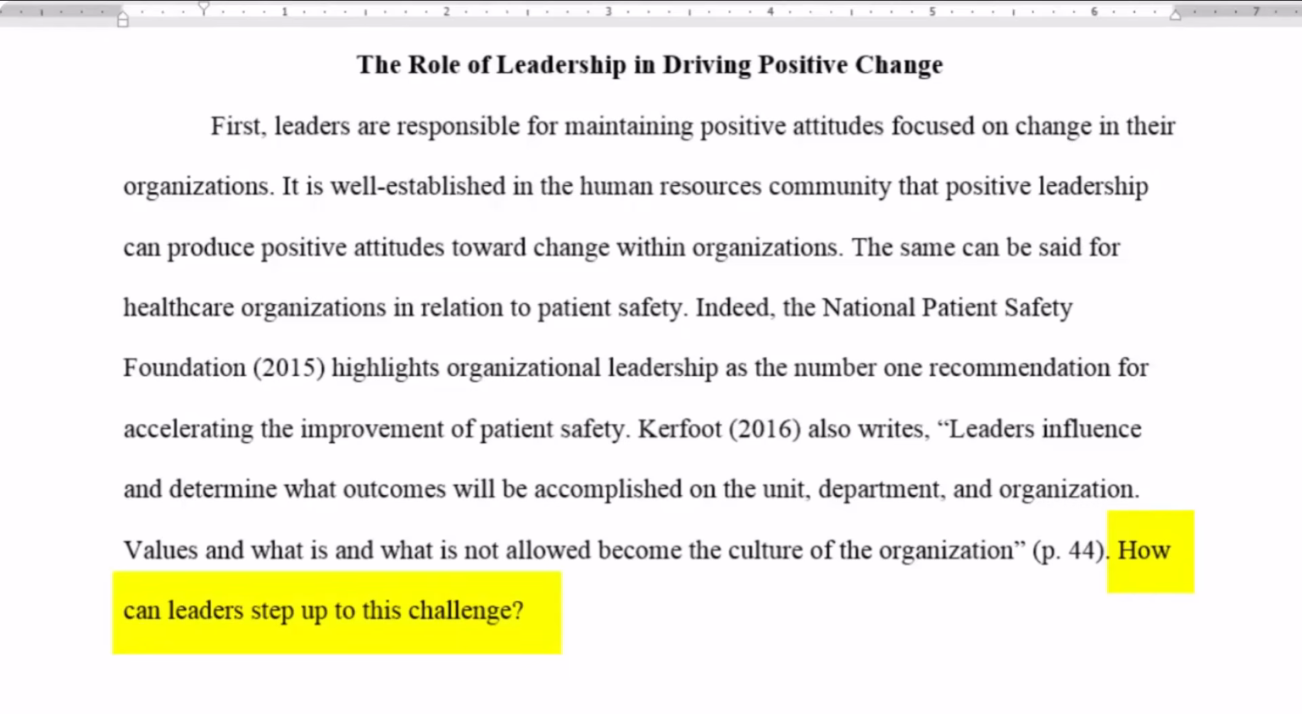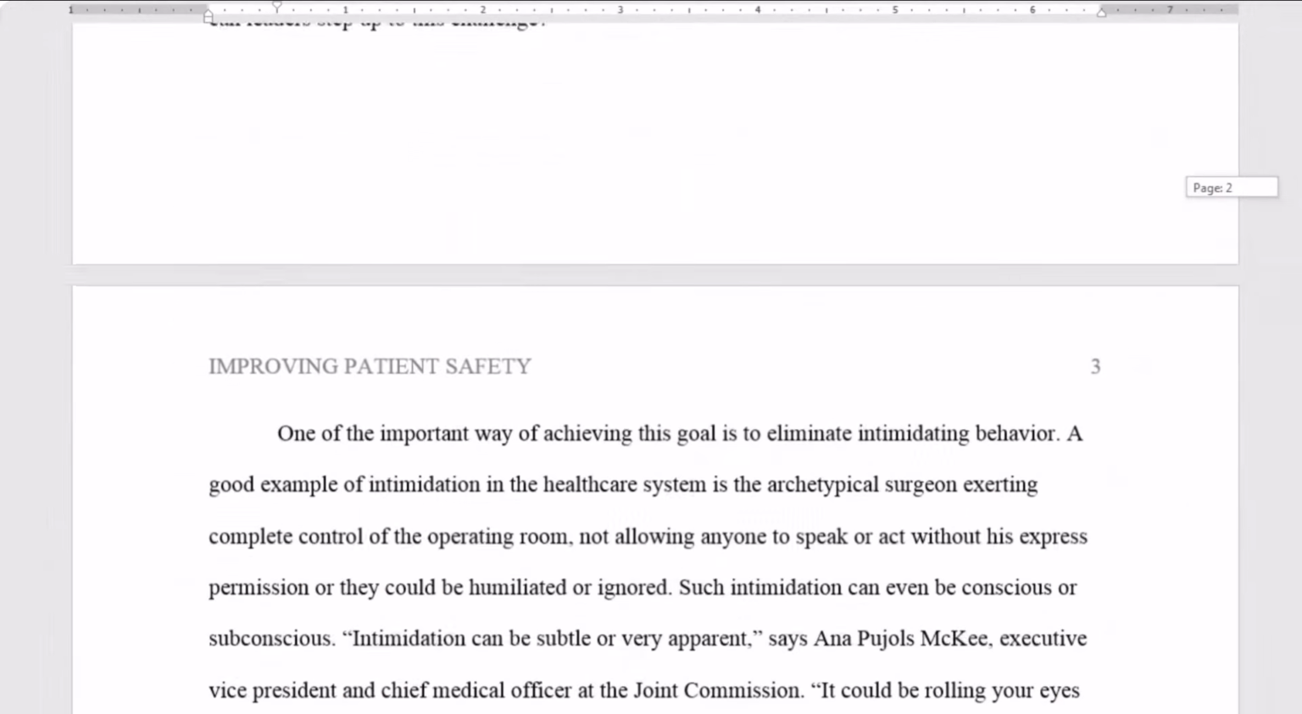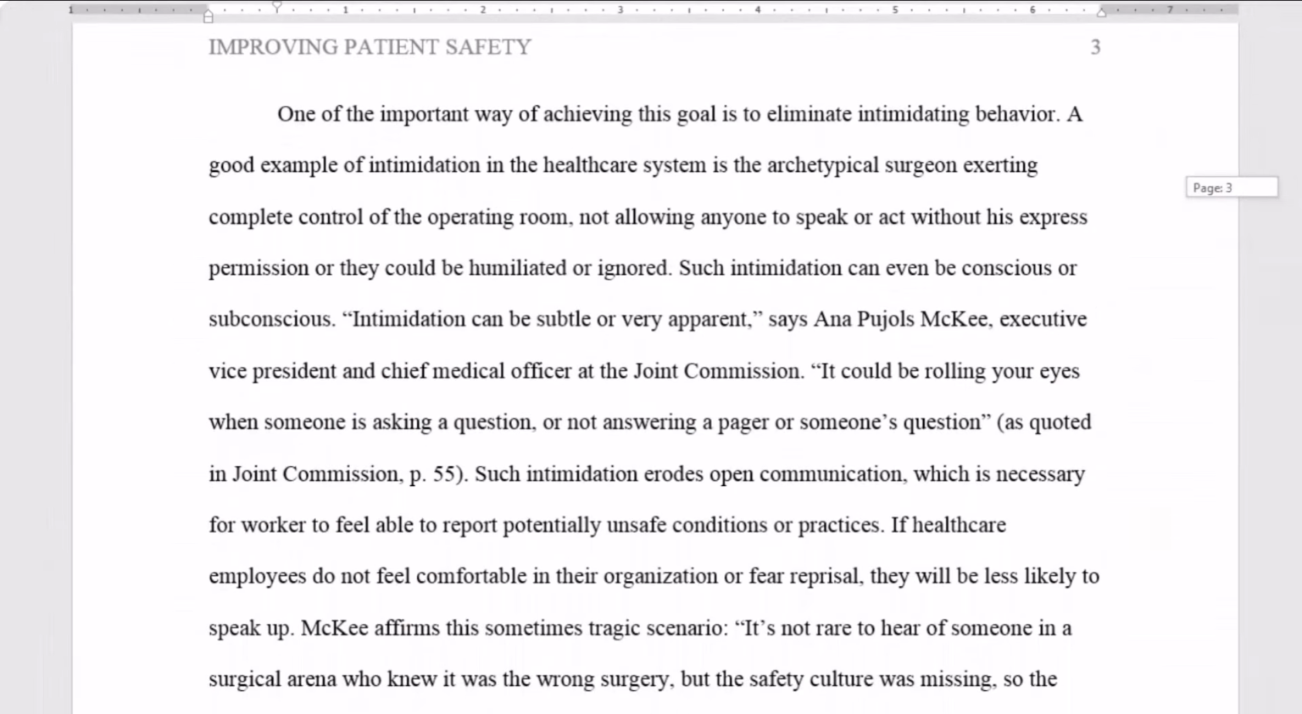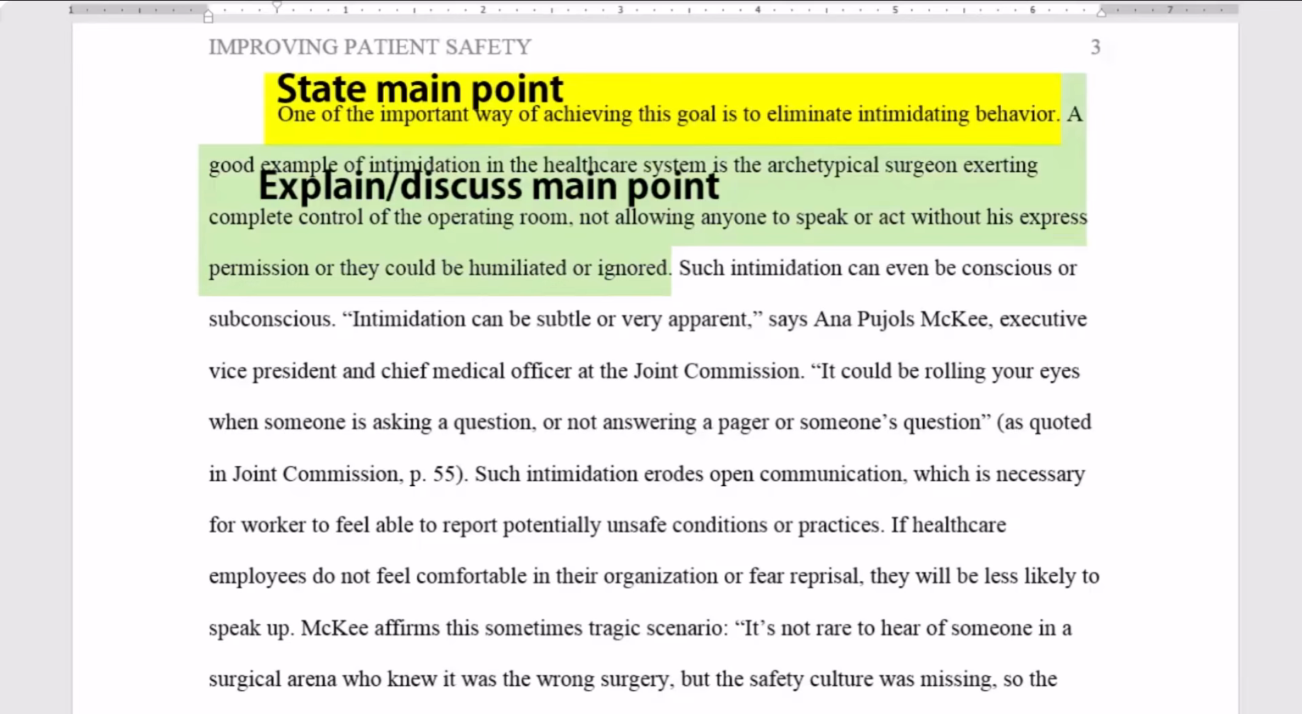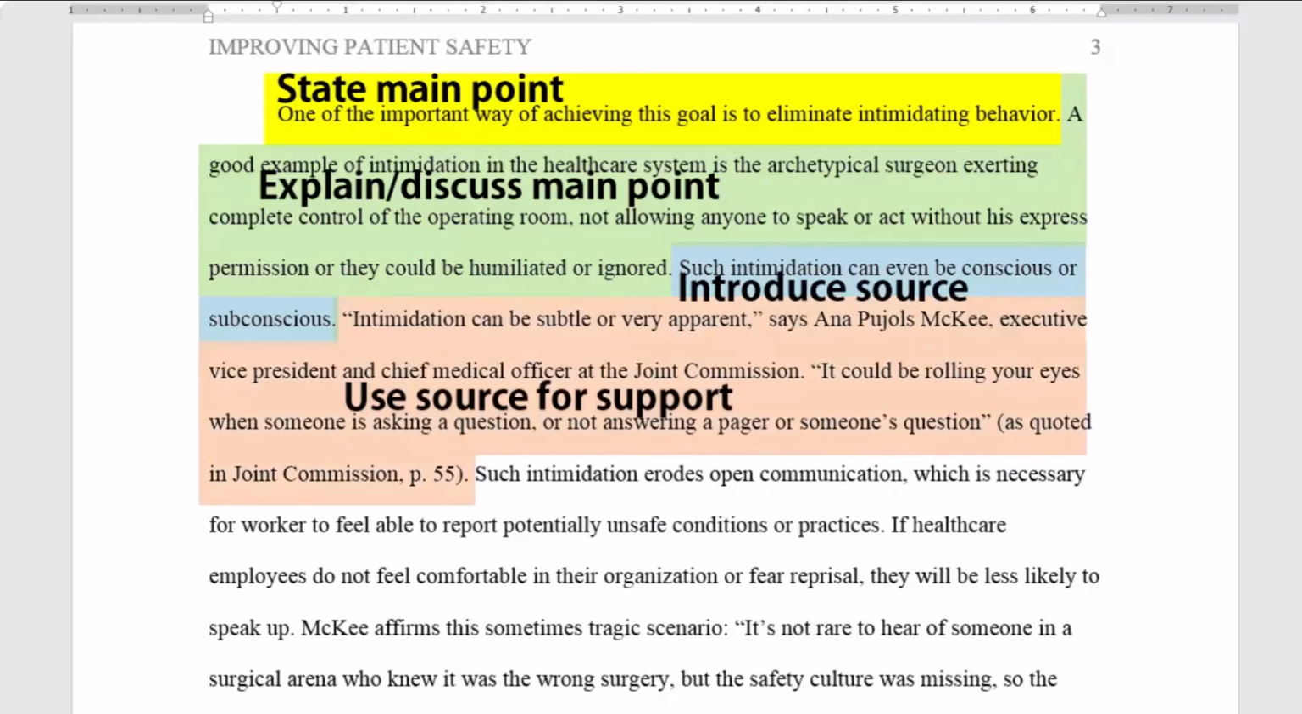Lastly, notice how Marcellus ends the paragraph with his own words. How can leaders step up to this challenge? This sentence helps lead into the next paragraph, where you'll see the same pattern as in all of the body paragraphs in this essay. First, Marcellus states the main idea of the paragraph. Then he explains and elaborates on that point in his own words. Then he introduces material from his sources to back up what he just said in his own words. Again, he also makes sure that the source is integrated into the flow of the paragraph.